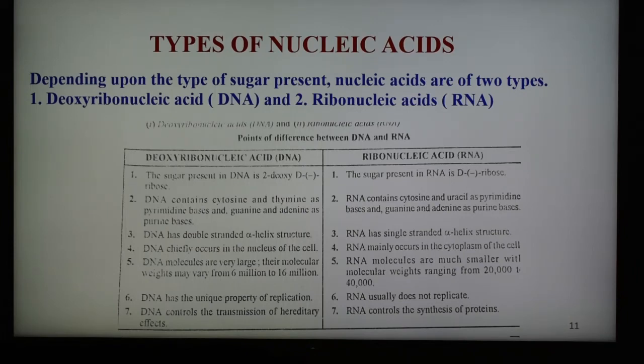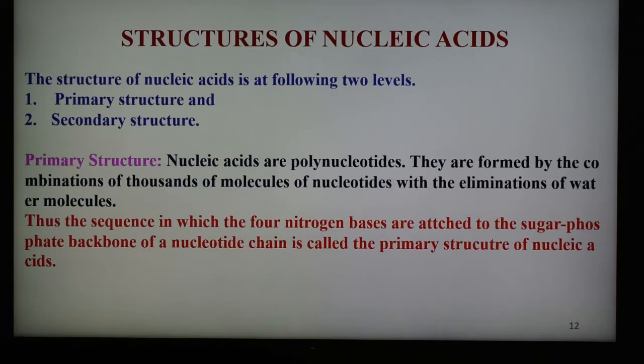So there are two types: one is DNA and the second is RNA. These are the two types of nucleic acid. And also there are primary structure and secondary structure of nucleic acid. In case of primary structure, first, nucleic acids are polynucleotides. They are formed by the combination of thousands of molecules of nucleotides with the elimination of water molecules.